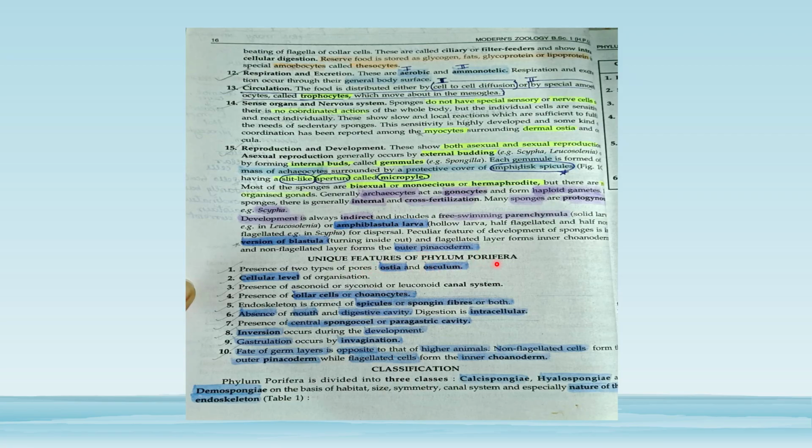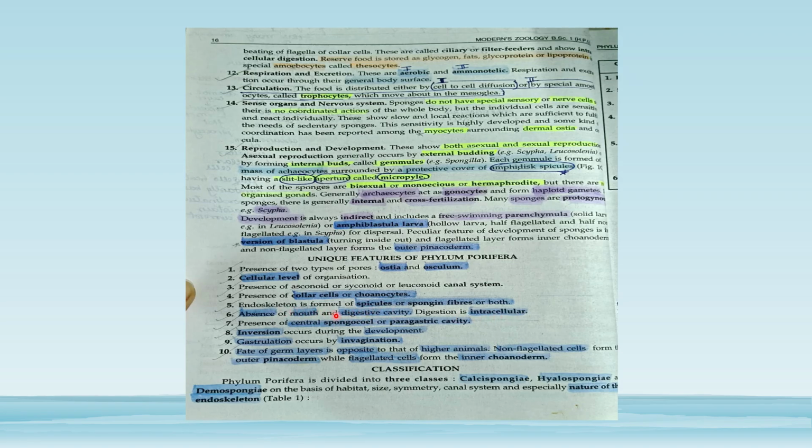Now let's move to the unique features of phylum Porifera. First is cellular level of organization, presence of asconoid, syconoid or leuconoid canal system. Fourth is presence of collar cells or choanocytes. Fifth is endoskeleton formed of spicules or spongin fibers or both. Sixth is absence of mouth. They don't have a proper mouth and digestive cavity. Digestion is intracellular.